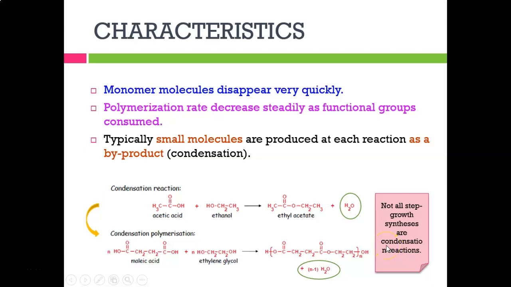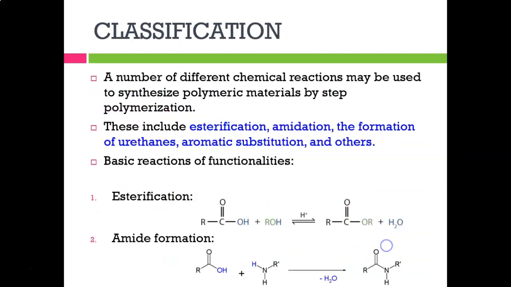For example, like I mentioned before, the preparation of polyurethane. A number of different chemical reactions may be used to synthesize polymeric materials by step polymerization. These include esterification to make unsaturated polyester, amidation to produce nylon, formation of urethane to produce polyurethane, aromatic substitution, and so on.